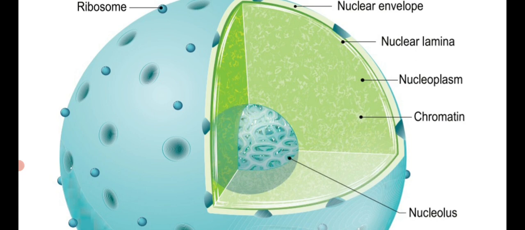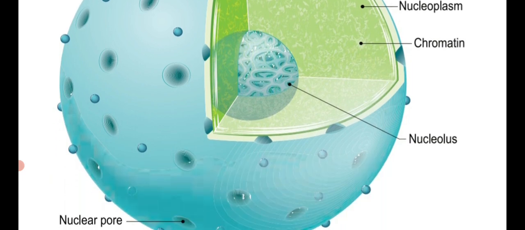Then, the two membranes are surrounded by nucleoplasm. The inner membrane is smooth, that is, without the cell organelle known as ribosome, which is responsible for protein synthesis. But the outer membrane is studded with the cell organelle known as ribosome, and it is also connected with another cell organelle known as endoplasmic reticulum.